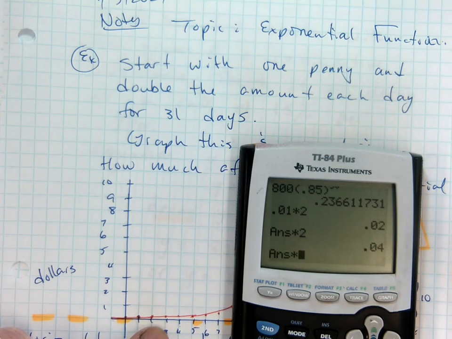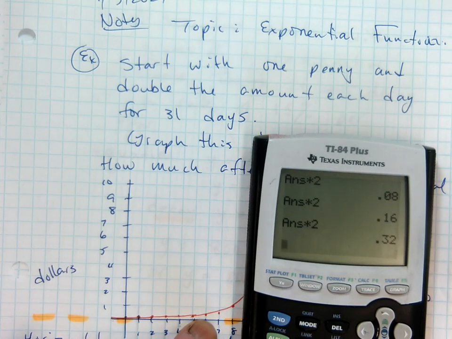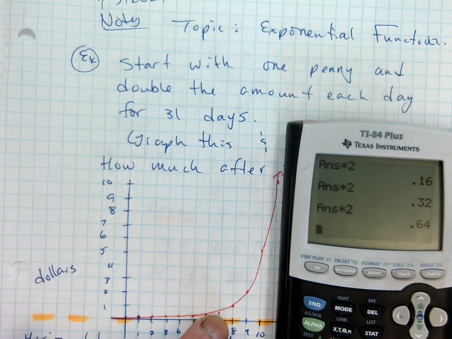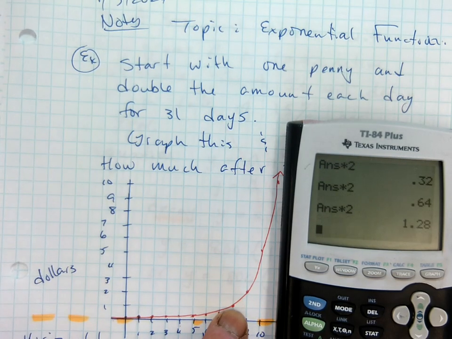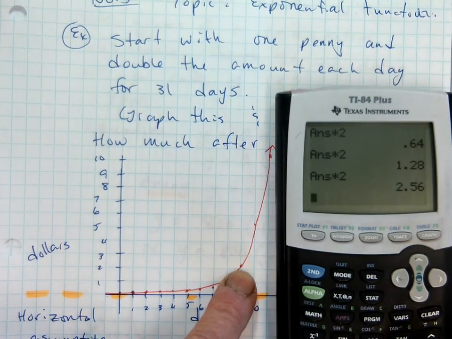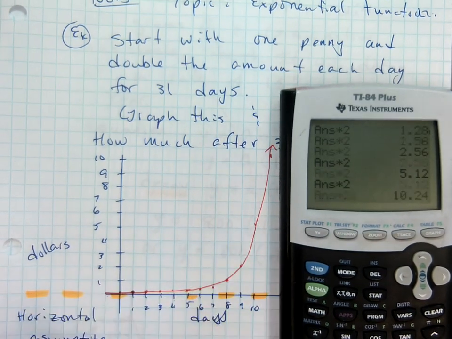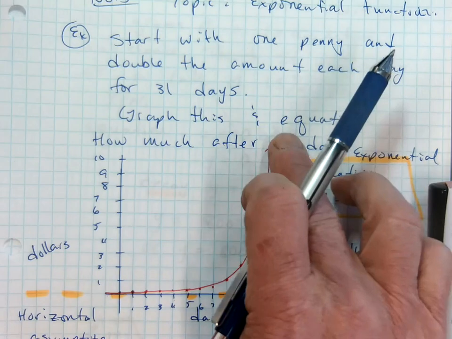times that by 2, times that by 2, and so I'm going to get about 8 cents, and then times that by 2, and I get about 16 cents, times that by 2, I get 32 cents, times that by 2, I got 64 cents, times that by 2, and then I got $1.28, times that by 2, and I got about $2.56. So I just did a graph. I times that by 2, so I'm doubling, $5.12, and times that by 2, and I'm up to $10. So over 10 days, I'm up to $10.